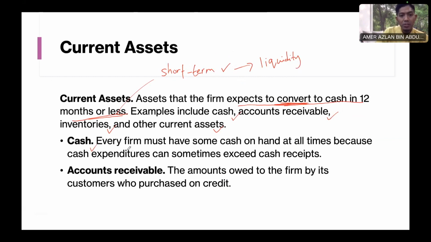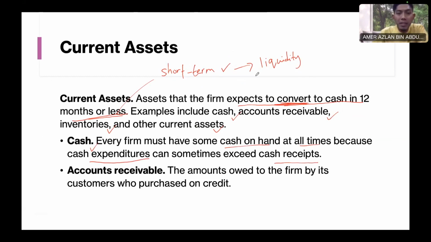What is cash? Cash is, as we all know, cash money. Even every day in our life, we need to have cash in order to pay for our expenses. Same goes with firms. Every firm must have some cash on hand at all times because sometimes expenditures can exceed what they receive.